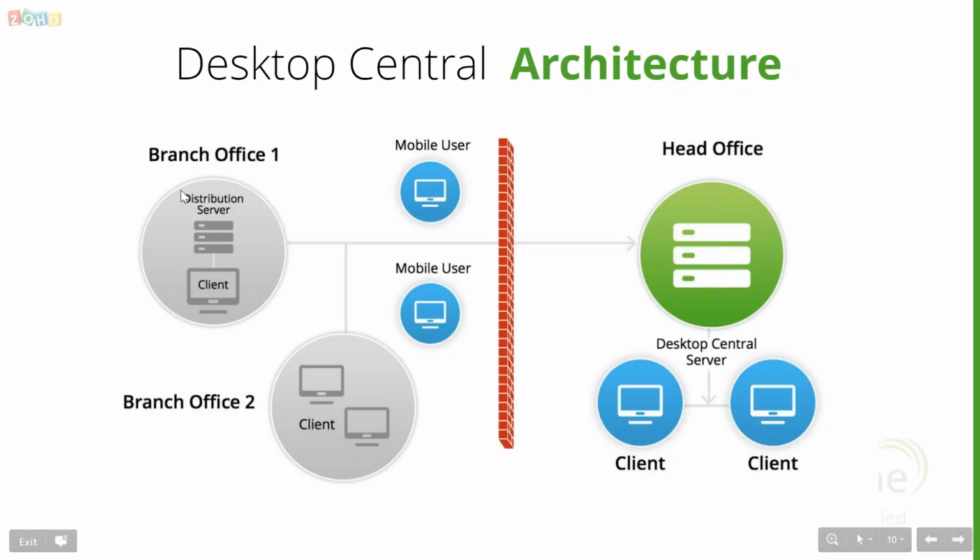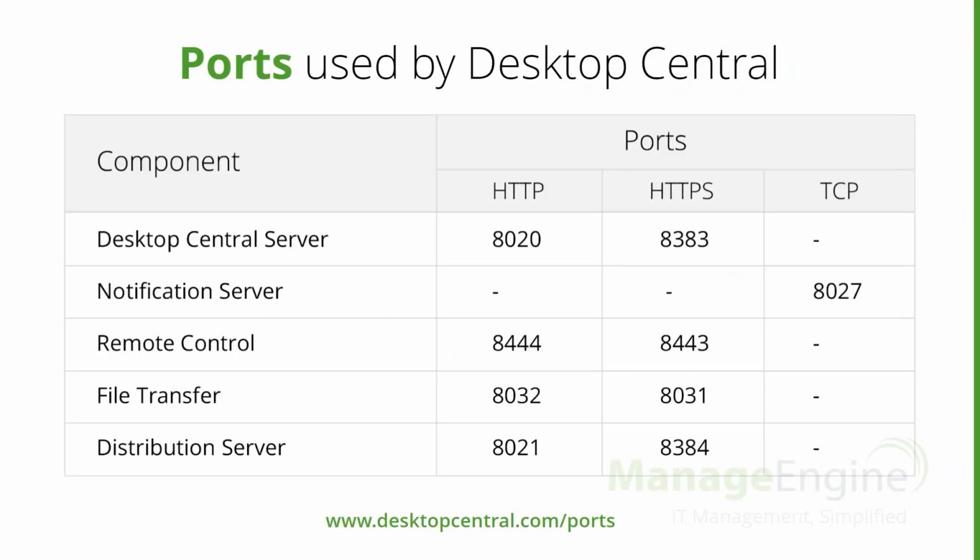If you have any branch offices or remote sites, then we recommend placing distribution servers on the remote site for bandwidth control. Basically, the distribution server will replicate patches and software from the main server to the local DS machine and distribute them to the remote office machines. If you have any mobile users, that means the people who travel a lot or work from home, you can even manage them over the internet via NAT, that is Network Address Translation, by opening certain ports on your firewall. So that's a quick overview of the architecture.